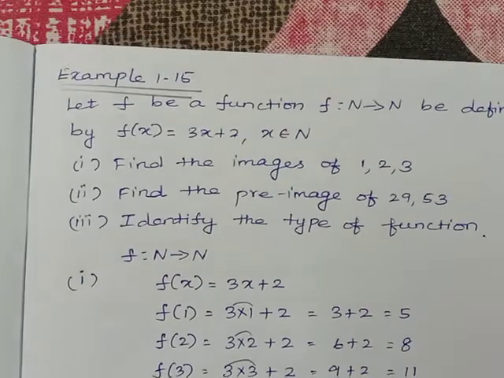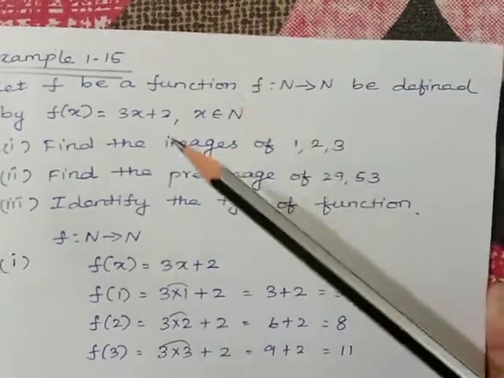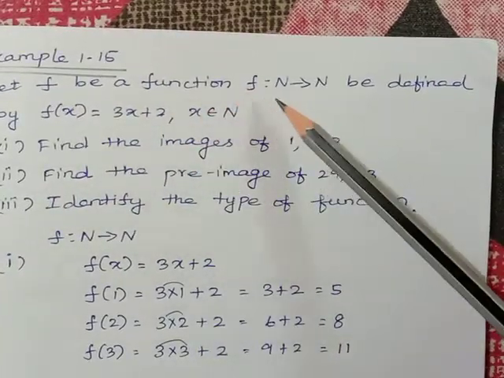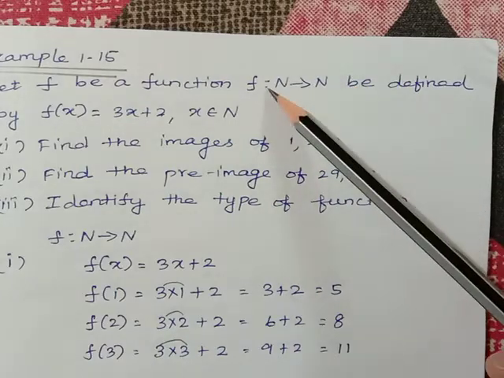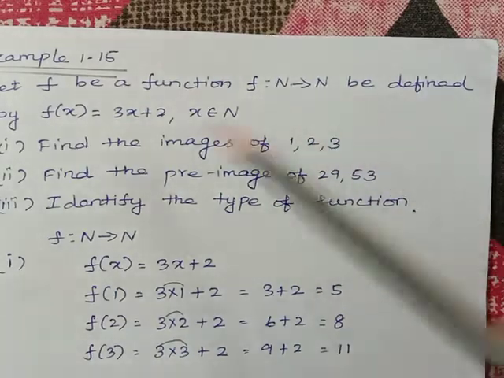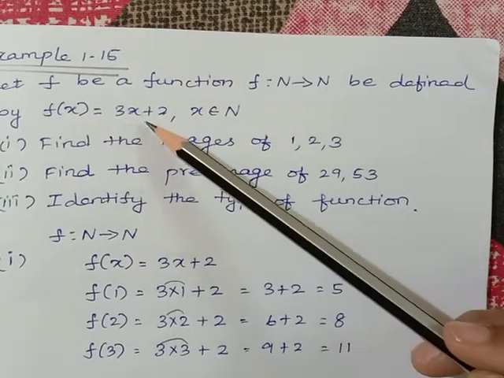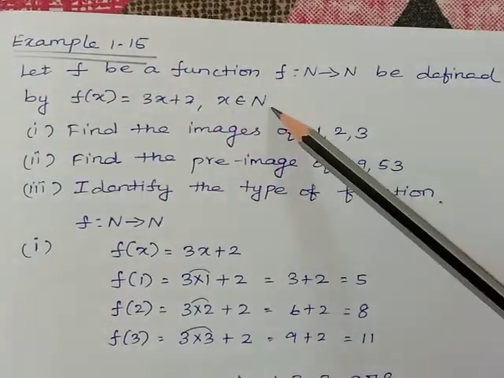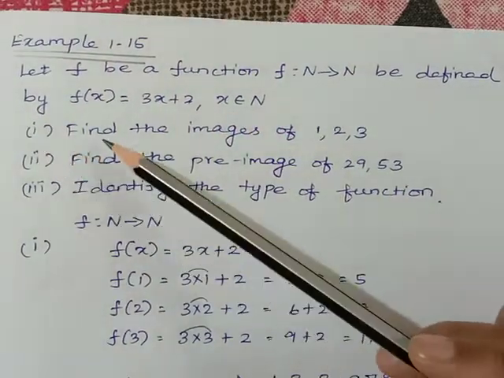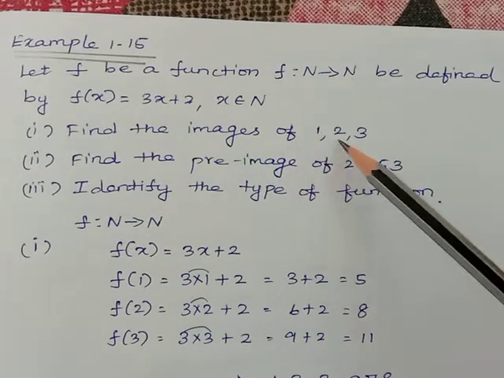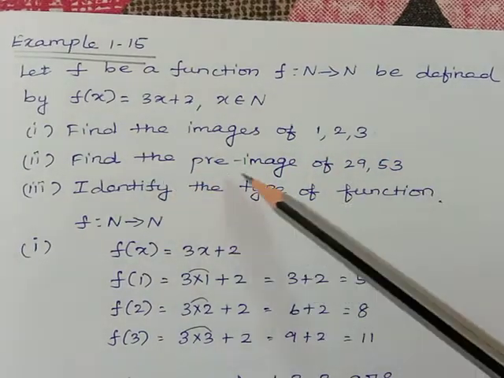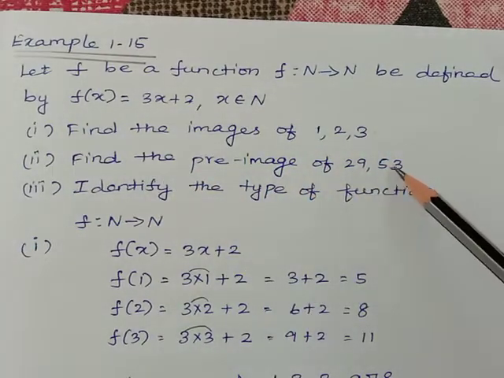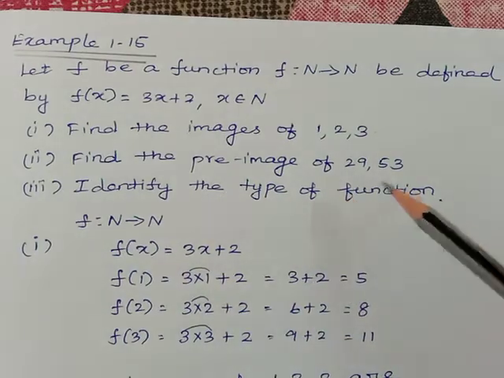Example 1.15. Let f be a function from N to N, natural numbers to natural numbers, defined by f(x) = 3x + 2, where x belongs to natural numbers. In this, first question, find the images of 1, 2, 3. Find the pre-images of 29, 53. Identify the type of the function.